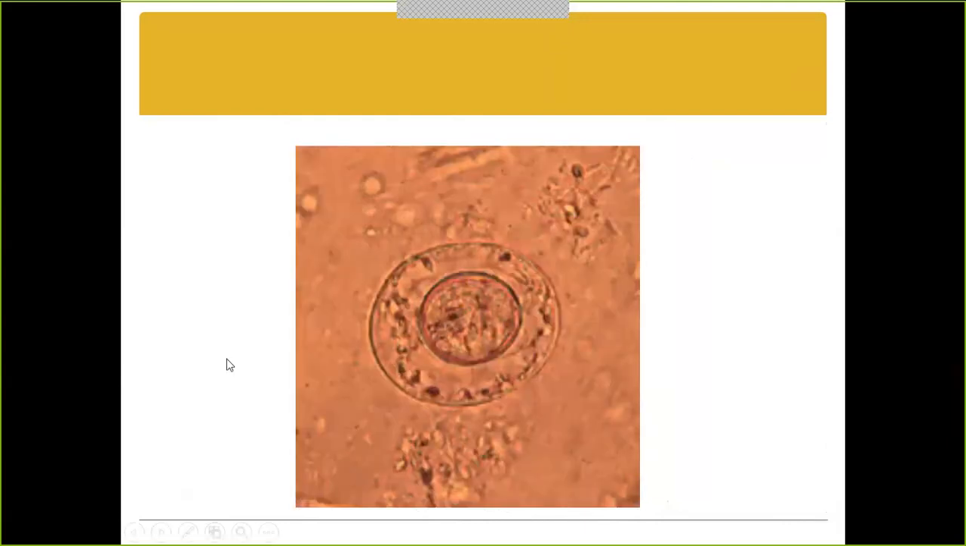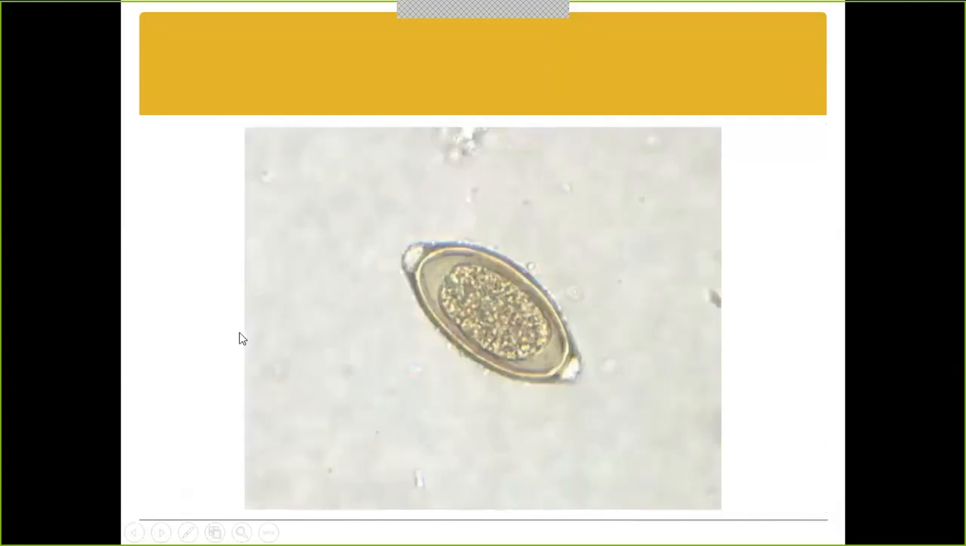There is our Hymenolepis nana with the polar filaments coming off the ends on each side here. It's not as clear in this picture. There are better pictures out there.